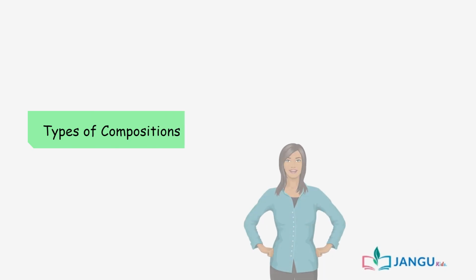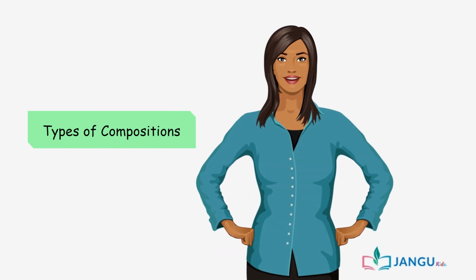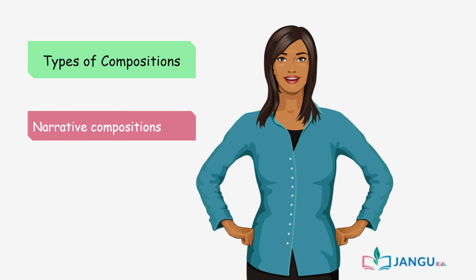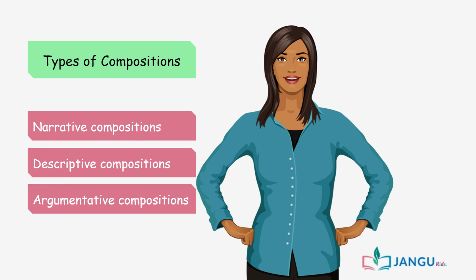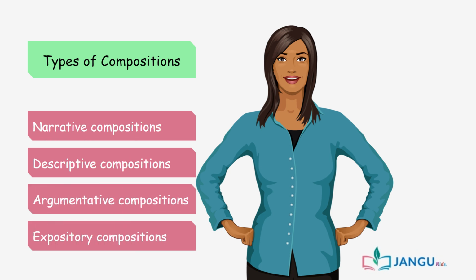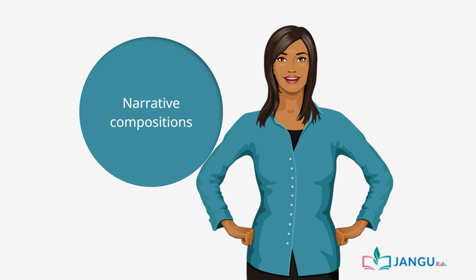There isn't just one type of composition writing. There are 4 basic types of compositions. They include narrative compositions, descriptive compositions, argumentative compositions, and expository compositions. Let's briefly talk about each type. The first is narrative compositions.